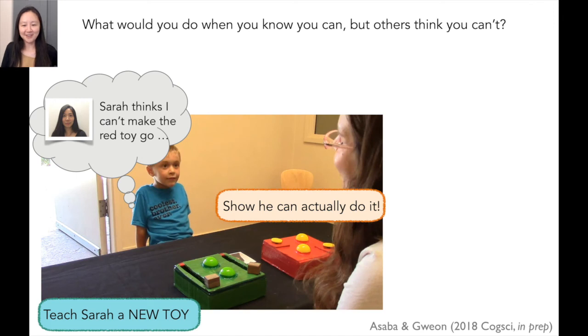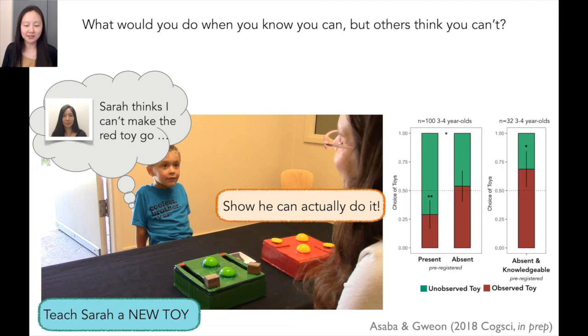So in a nutshell, what we have shown across a series of experiments is that children, of course, prefer to teach someone about a new toy over something that they have seen already, especially when Sarah left the room after seeing the child's success. But just like in the video you saw, when Sarah leaves the room before the child succeeds, they're more likely to choose the red toy that Sarah saw them fail, just like what this child just did, so that they can communicate to Sarah that they can actually make the toy go. And this tendency is even stronger when Sarah already knows how the toys work, so that there's no competing motivation to show the green toy.